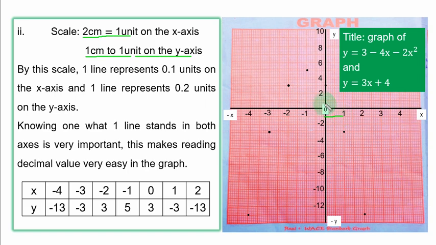So here is 1. This is 1 centimeter equal to 1 unit. The next centimeter becomes 2. The next one is 3. You have 4, and so on. If you share very well the values of x and y, especially y values, we have the negative value there is up to minus 13.